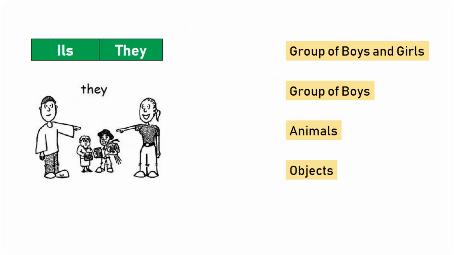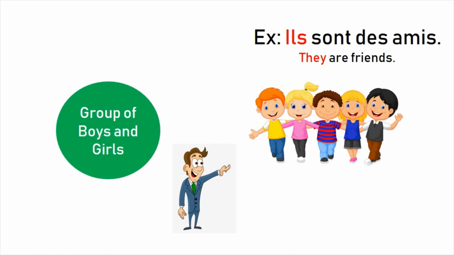Now if we talk about third person plural subject pronouns, we have two in French, ils and elles, and they both mean they. Let's discuss ils first. Ils is used for groups of men as well as mixed gender groups. It can also be used to talk about animals and objects which are masculine. For example, ils sont des amis.